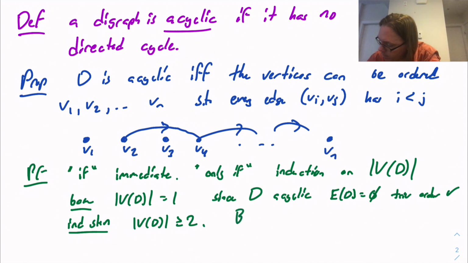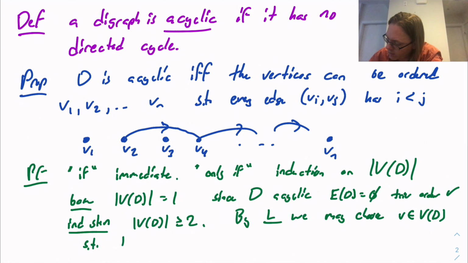So by the lemma, we may choose a vertex v such that the out-degree of v is 0. And that's a really nice vertex, right? That's a vertex that we can put at the end. That's a vertex that we can put all the way to the right. In fact, I know I'm going to put it at the end. Let me call it v sub n.